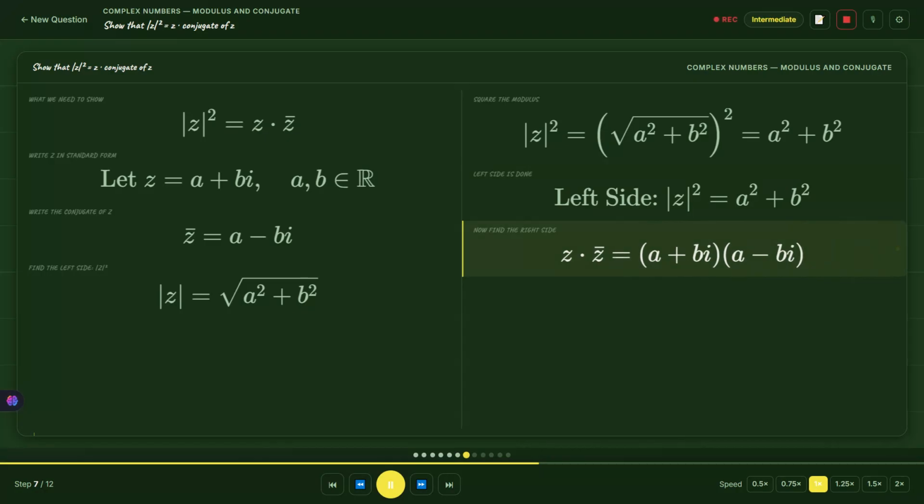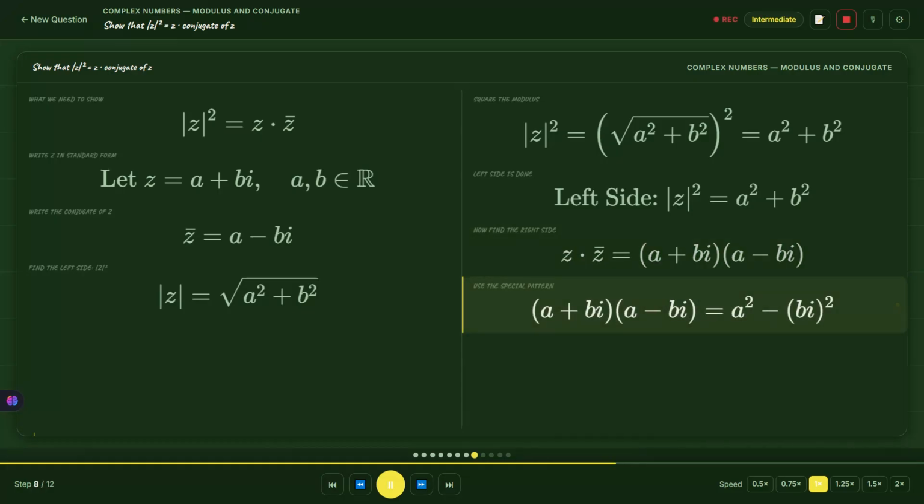Now let's work on the right side. We need to find z times its conjugate. That means we put in a plus bi times a minus bi. This is a special pattern. When you have something plus something, times something minus something, you get the first thing squared minus the second thing squared. So we get a squared minus bi all squared.